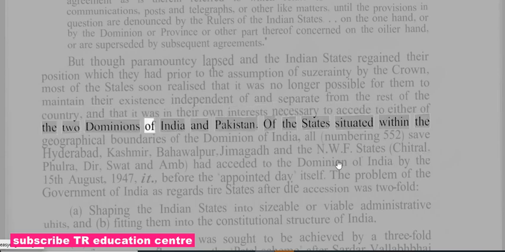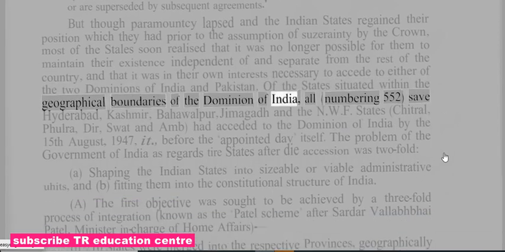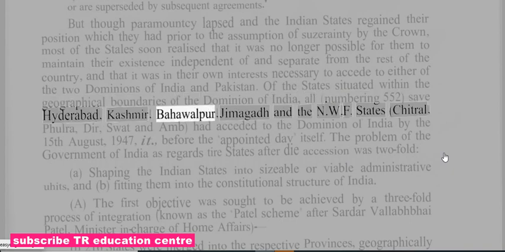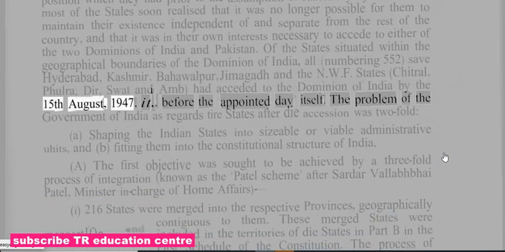But though paramountcy lapsed and the Indian states regained the position which they had prior to the assumption of suzerainty by the Crown, most of the states soon realized that it was no longer possible for them to maintain their existence independent of and separate from the rest of the country, and that it was in their own interests necessary to accede to either of the two dominions of India and Pakistan. Of the states situated within the geographical boundaries of the Dominion of India, all, numbering 552, save Hyderabad, Kashmir, Bahawalpur, Junagadh and the NWF states, Chitral, Phulra, Dir, Swat and Amb, had acceded to the Dominion of India by the 15th August 1947, that is, before the appointed day itself.